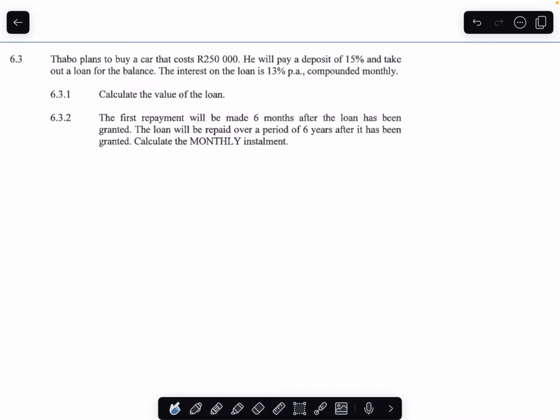Question 6.3. Let's go. Tavo plans to buy a car that costs 250,000 Rand. He will pay a deposit of 15% and take out a loan for the balance. So he's going to take out a loan for 85% of 250,000 Rand. The interest on the loan is 13% per annum, compounded monthly. Calculate the value of the loan.